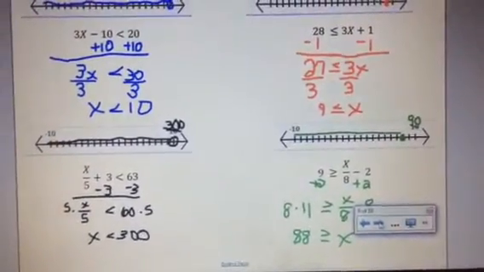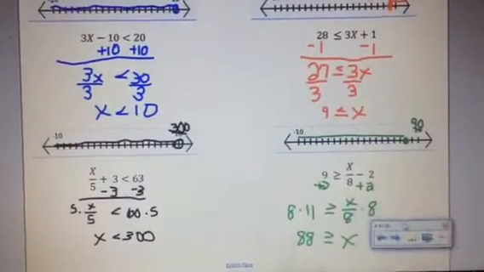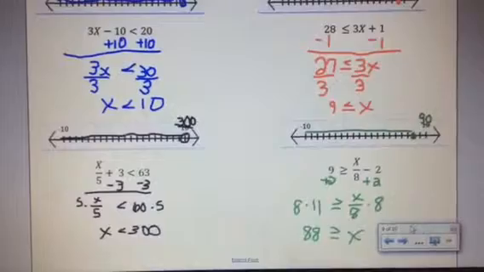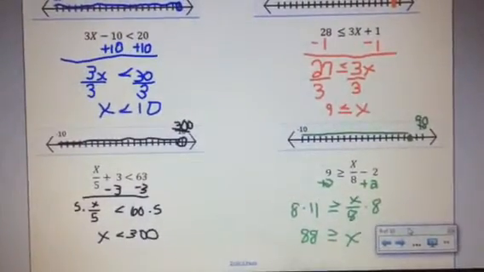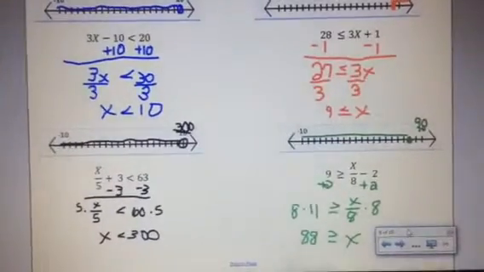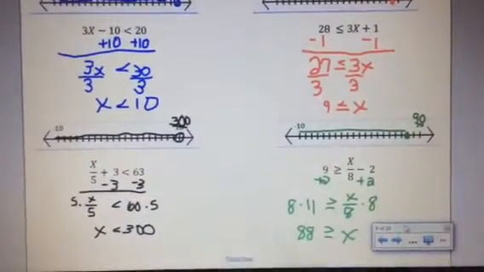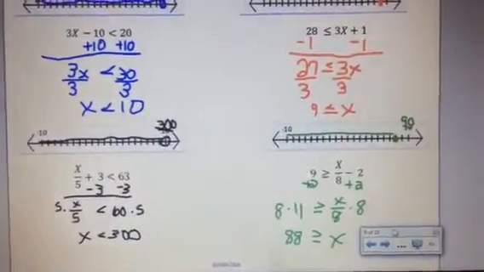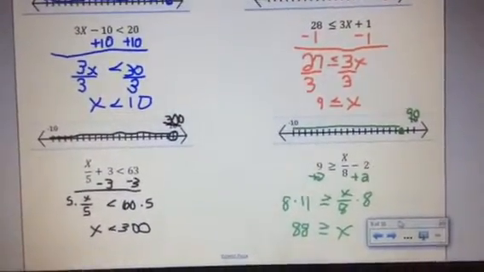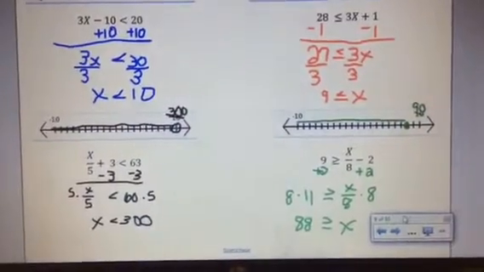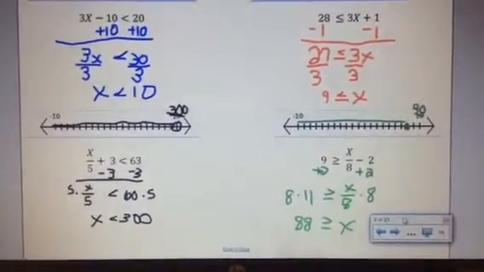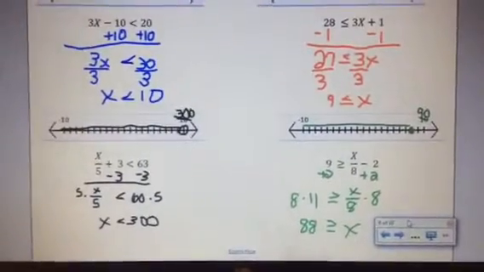And the very last one, add 2 to both sides. x over 8 is less than or equal to 11. Multiply by 8 on both sides, and you get x is less than or equal to 88. You'll notice I also graph that with a closed circle because it can equal 88, and everything to the left. Again, x is on the right-hand side, so we have to read that one backwards.